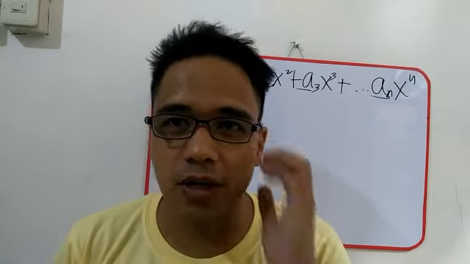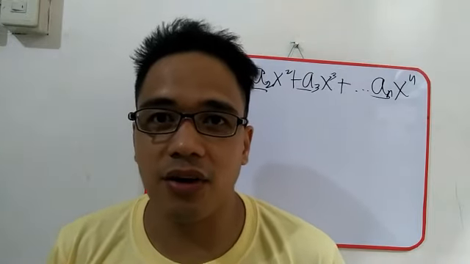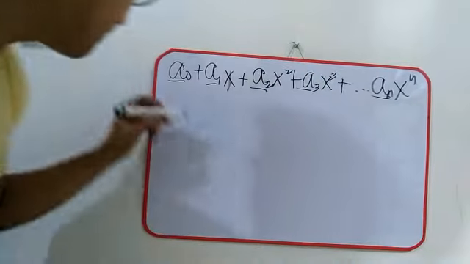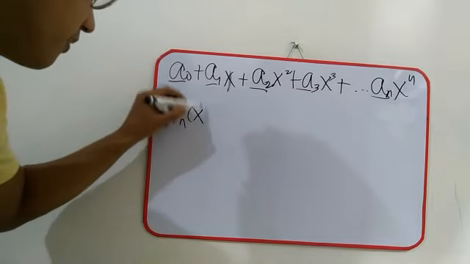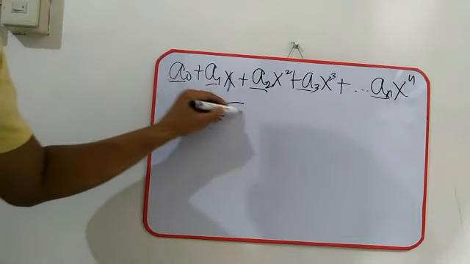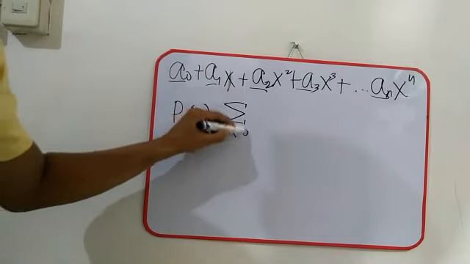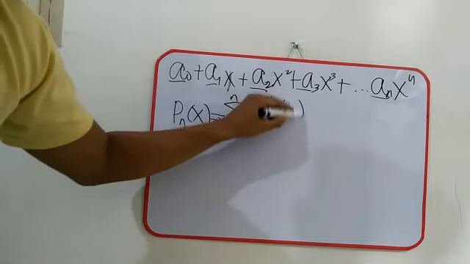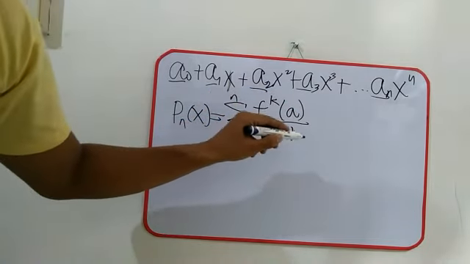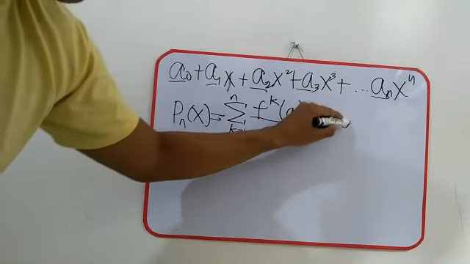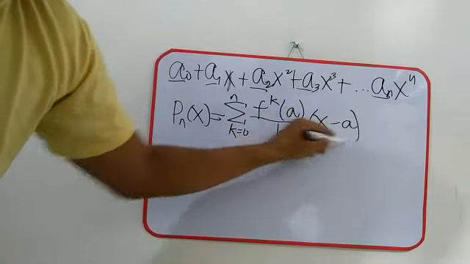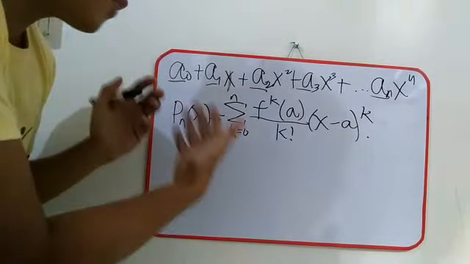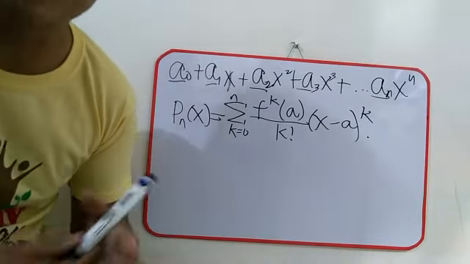Let us now define a Taylor polynomial. A Taylor polynomial for f of order n about the point a is the polynomial defined by the formula p sub n of x is equal to the summation from k equals 0 up to n of f raised to k of a all over k factorial times the quantity x minus a raised to the k. So that is now the formula in finding the Taylor polynomial. So let us now start.